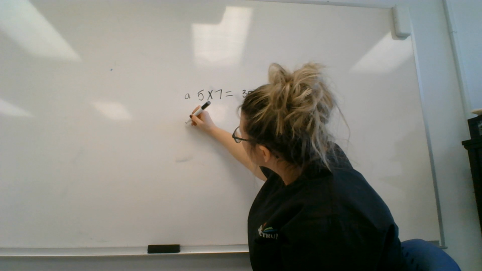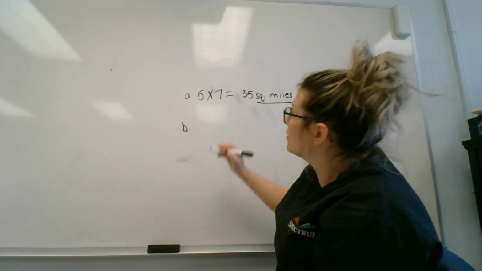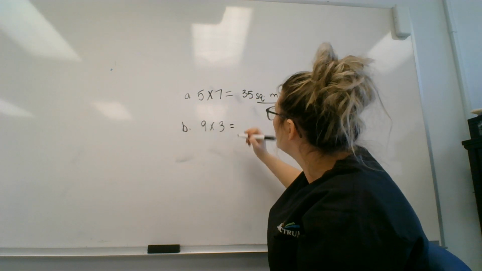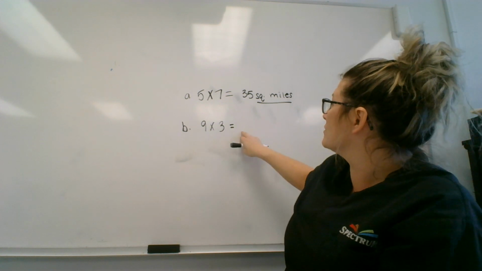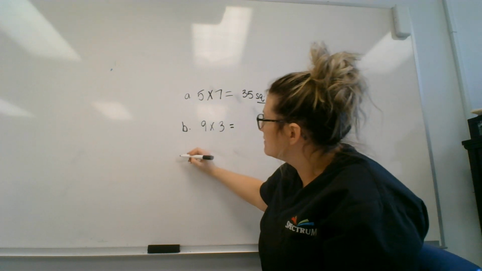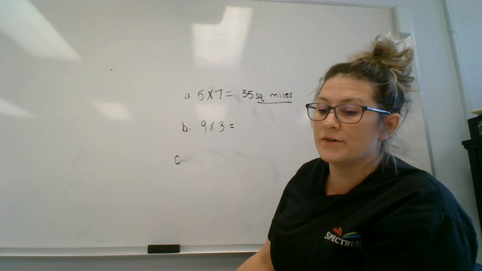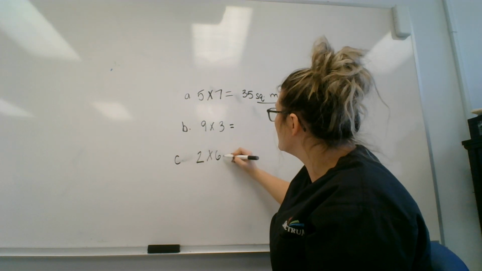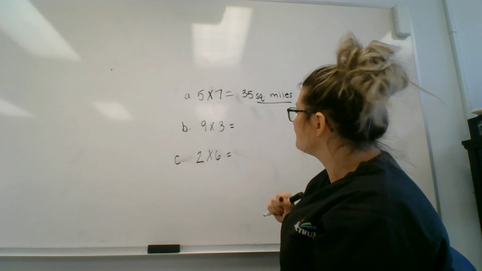Rectangle B. 9 is circled, so you're going to put 9 first. 9 times 3 equals. And that one is also miles, so your answer is going to be blank square miles. C. The 2 is circled, so the 2 is going to go first for me. So 2 times 6 equals blank square miles.